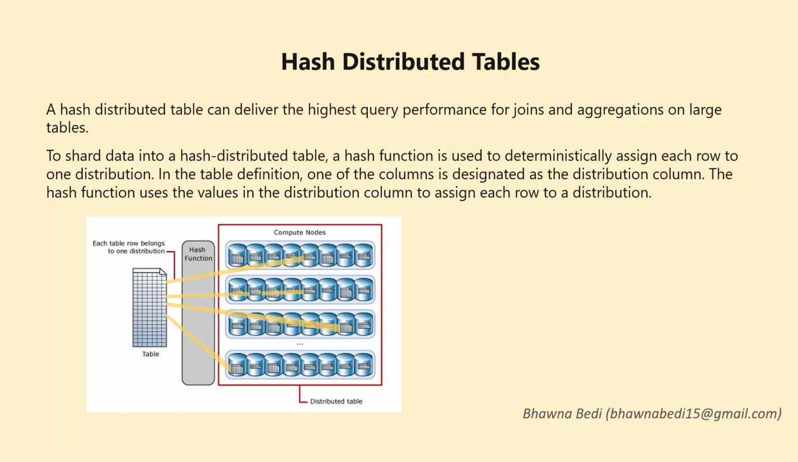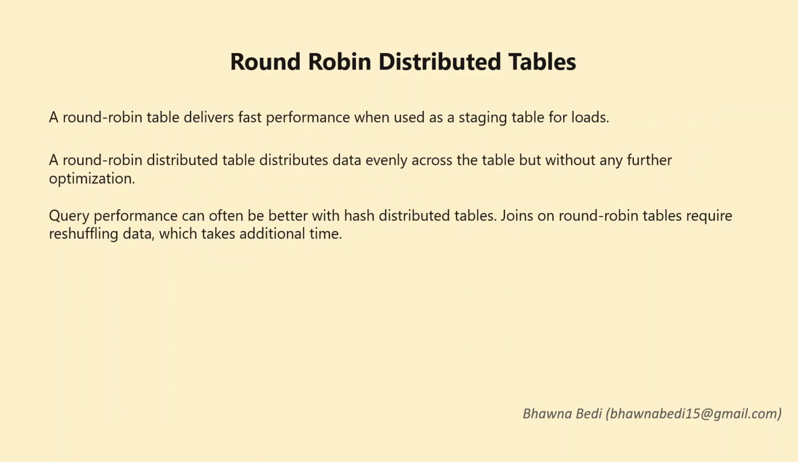So whenever you have a large table or a very large fact table, more than 2 GB of data typically, then you should always go for hash distributed tables. They will give you very good join and aggregation performance optimization. So we will definitely discuss more in detail. Maybe in my next video, I'm going to show you how we can create a hash distributed table and how it works. Now coming on to round robin distributed tables.